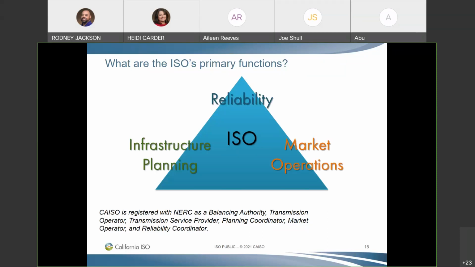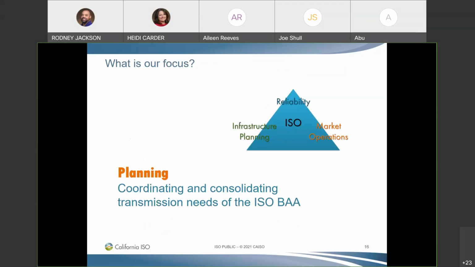Now, the ISO is registered with NERC as a balancing authority, a transmission operator, a transmission service provider, a planning coordinator, a market operator, and a reliability coordinator. All these things together really help us plan, monitor, and help grow the market. So let's talk about how we do that.